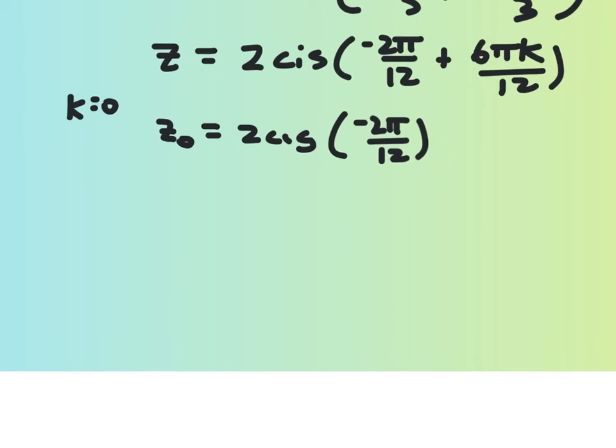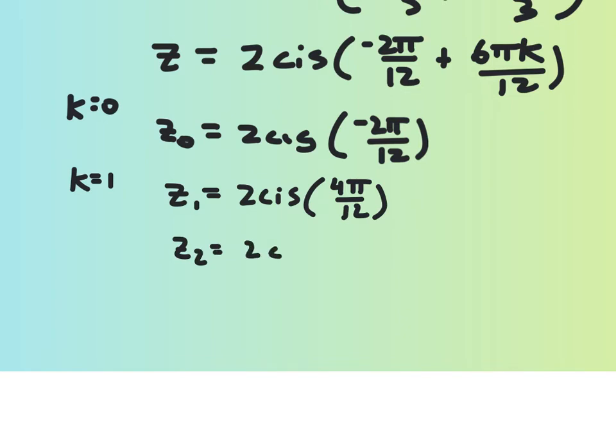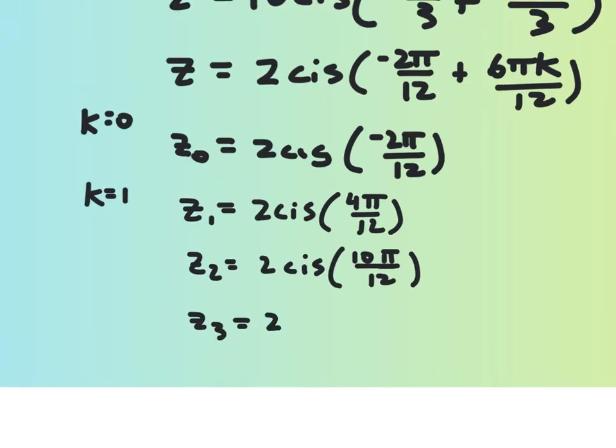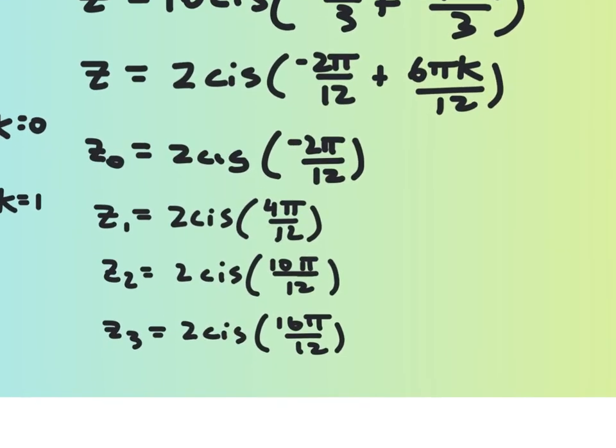Okay, now each time I increase k, I'm adding 6 pi k over 12. So then I would get 2 cis. If I add 6 to that, I'd get 4 pi over 12. I add it again, I get 2 cis 10 pi over 12. And I added a 4th time, or a 3rd time, I get 2 cis 16 pi over 12. Well, let's clean that up for obvious reasons.